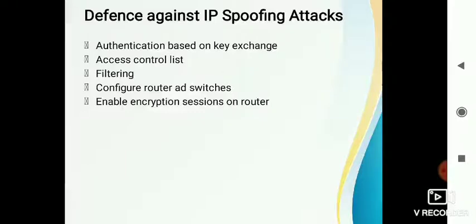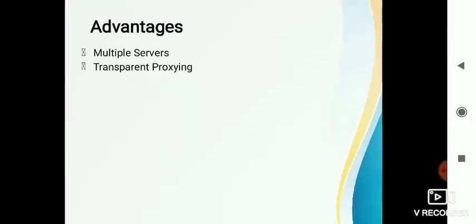Now, let us move on to the advantages. The advantages of IP spoofing are multiple servers and transparent proxying. We'll learn about these one by one. First, what is multiple servers? Sometimes you want to change where packets heading into your network will go. Frequently, this is because you have only one IP address, but you want people to be able to get into the boxes behind the one with the real IP address.